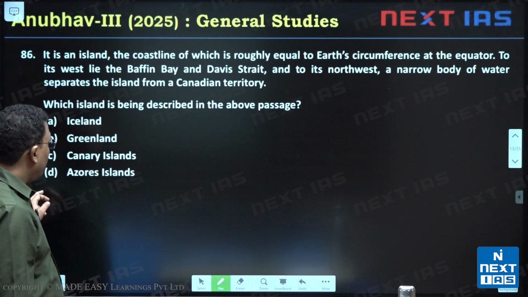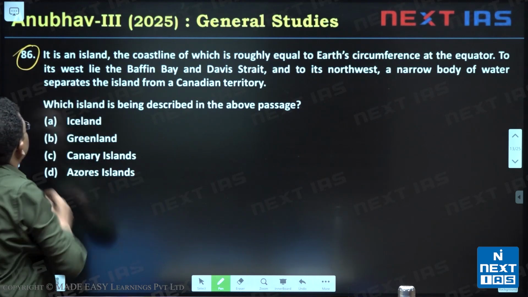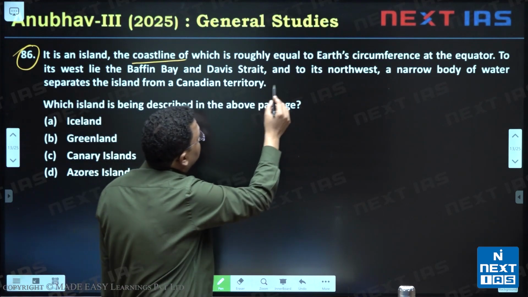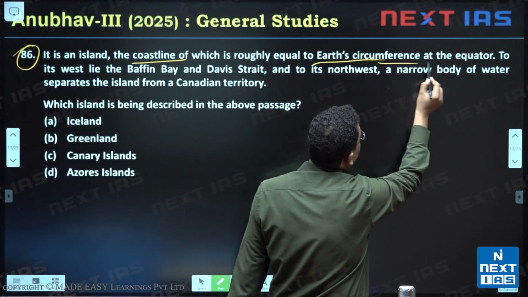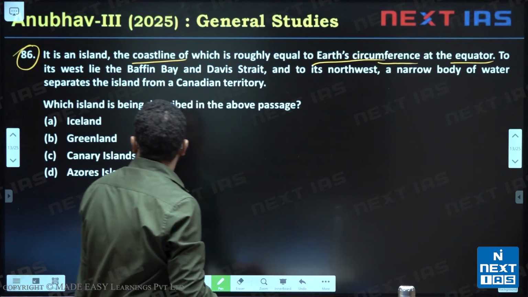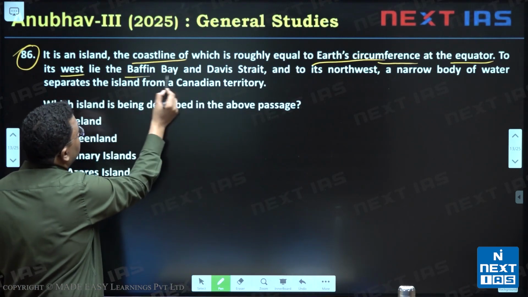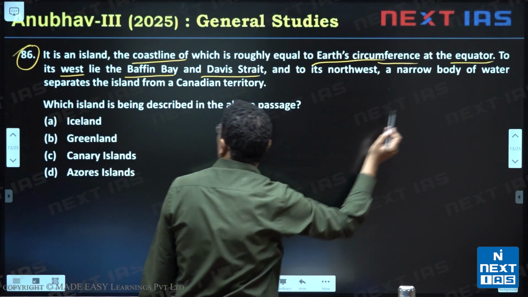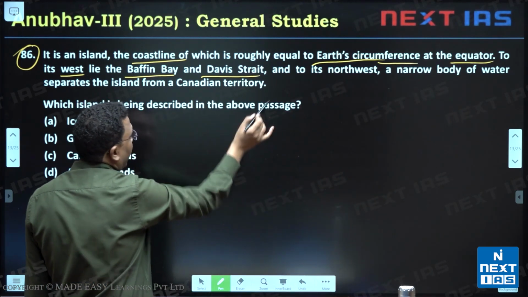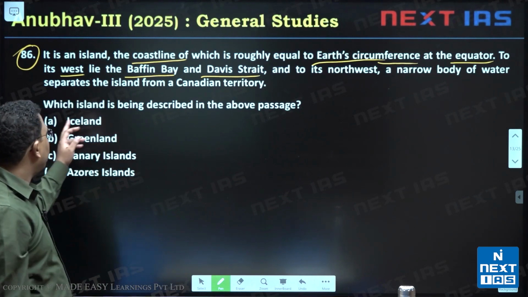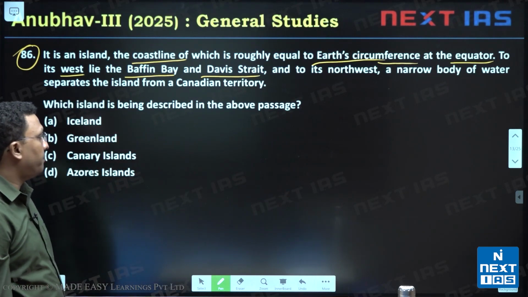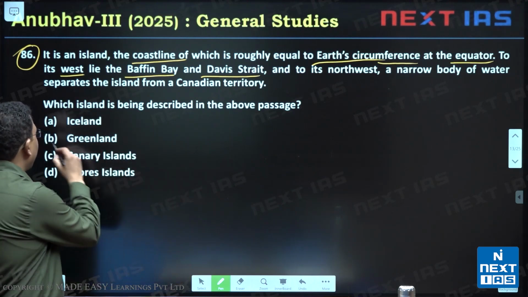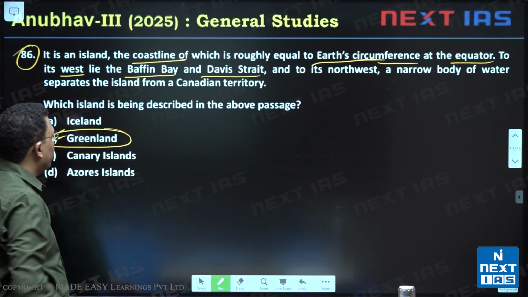Now let us move on to our next question, that is question 86. It says it is an island, the coastline of which is roughly equal to Earth's circumference at equator. To its west lie Baffin Bay and Davis Strait, and to its northwest a narrow body of water separates the island from a Canadian territory, right? Which island is being described in the above passage, right? So it is a very easy question actually. Its correct answer is B, Greenland, right?